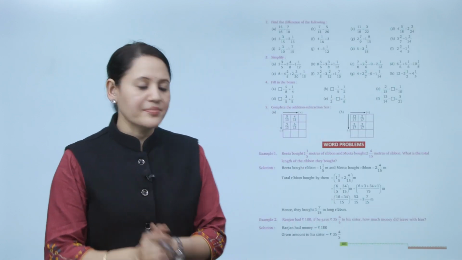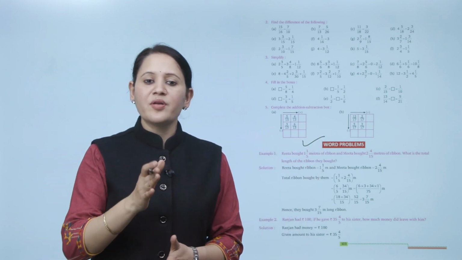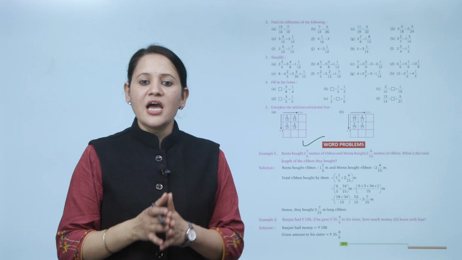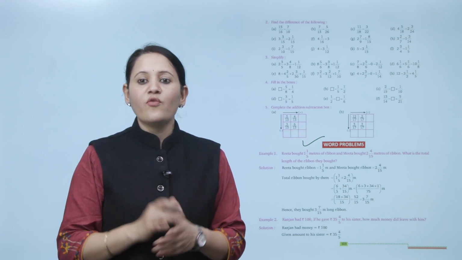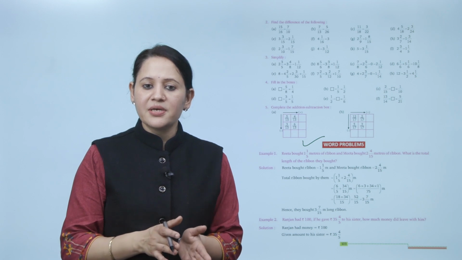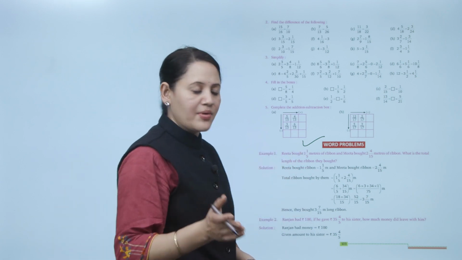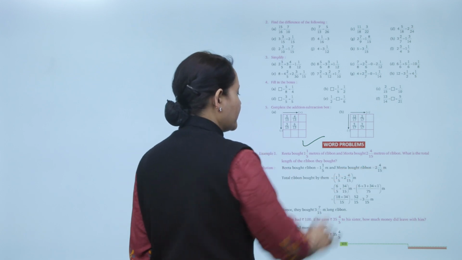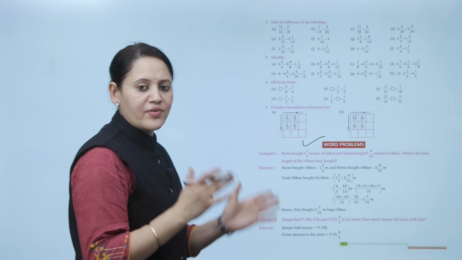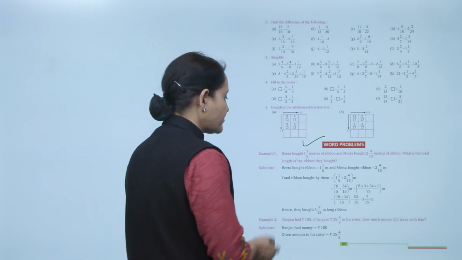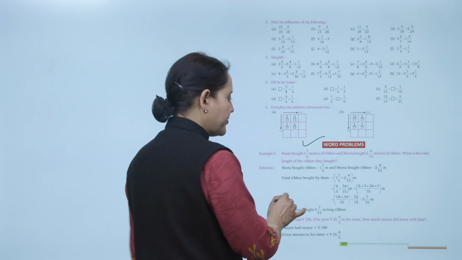Next is word problems. Rita bought 1 by 5 meter of the ribbon and Meeta bought 4 by 15 meters of the ribbon. What is the total length of the ribbon they bought? So first what we'll do, total ribbon की length find out करनी है, so we'll add them together.